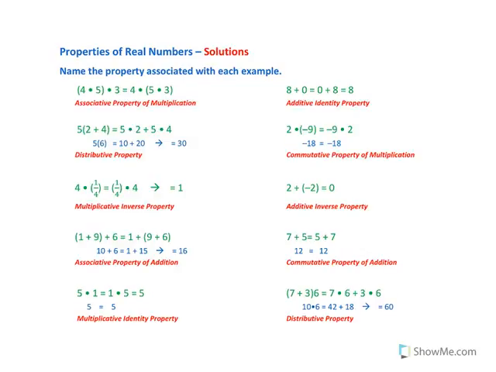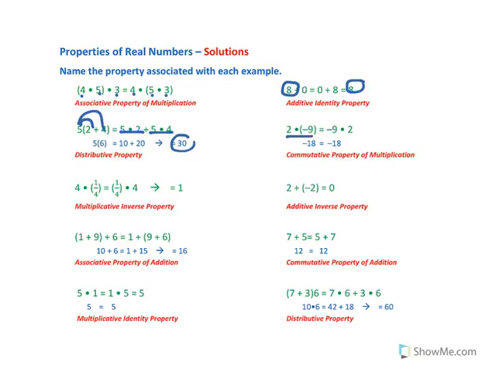All right, here are the solutions. Let's see. The reason why this is the associative property, because it goes in the same order, 4, 5, 3, 4, 5, 3, and we're multiplying. Additive identity, remember you start with 8, you end up with 8. Distributive property, 5 times 2 plus 5 times 4. 5 times 2 plus 5 times 4. And you can see I've done it both ways using the distributive property or order of operations, and you'll get the same answer.